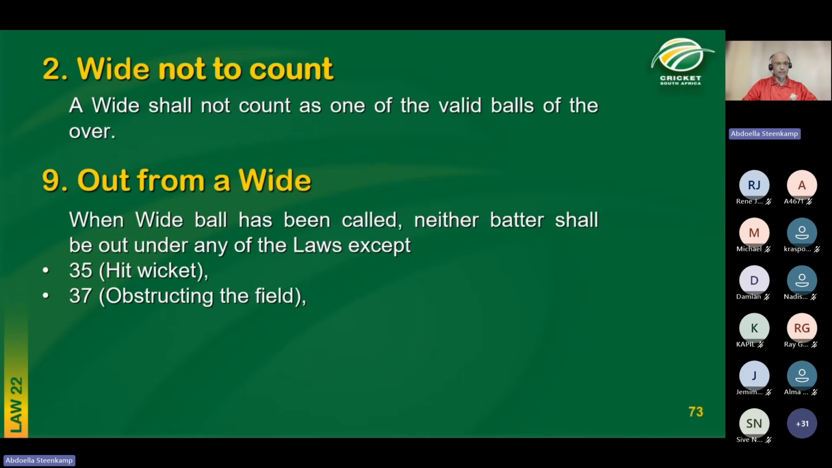They are hit wicket. So if a wide is bowled and you hit your wicket, you can be given out. You can be given out obstructing the field from a wide. You can be run out off a wide. And lastly, you can be stumped off a wide. So as soon as wide is called, these are the only four ways that a batter can be dismissed.